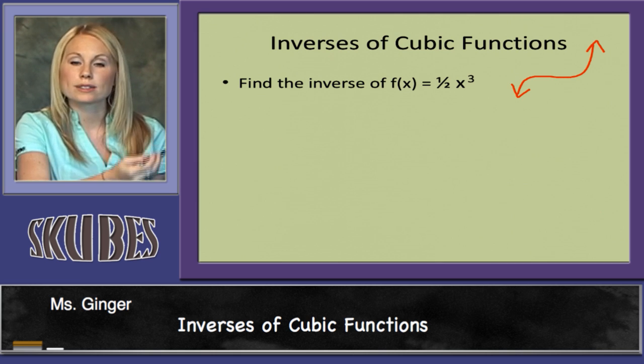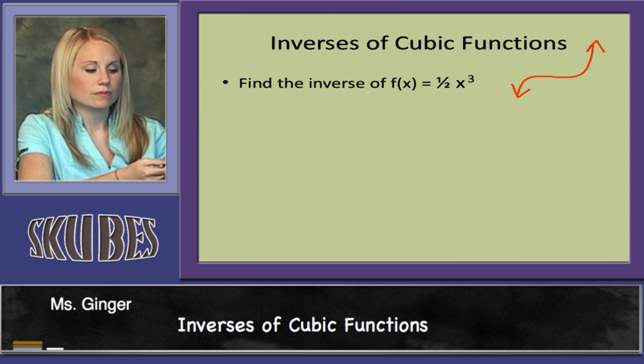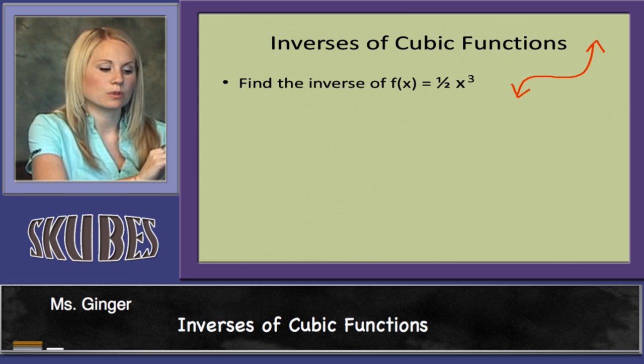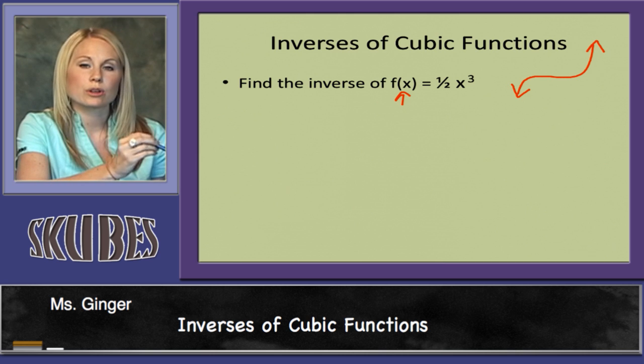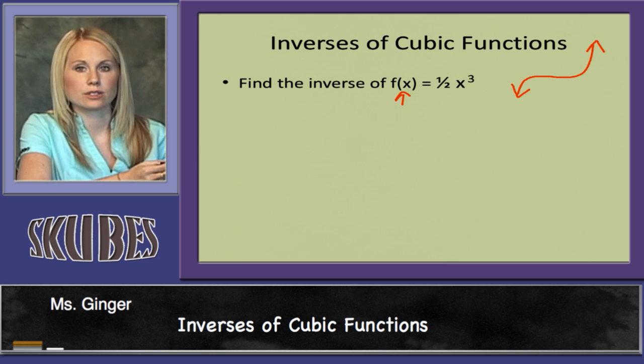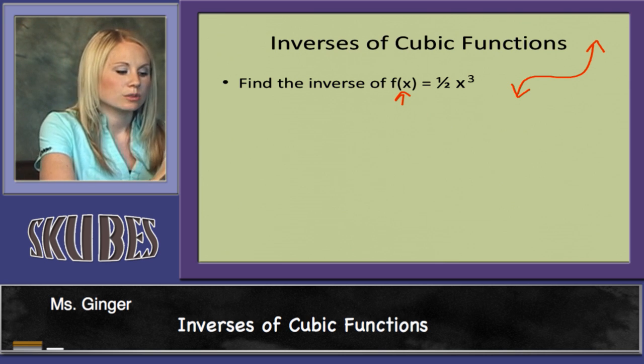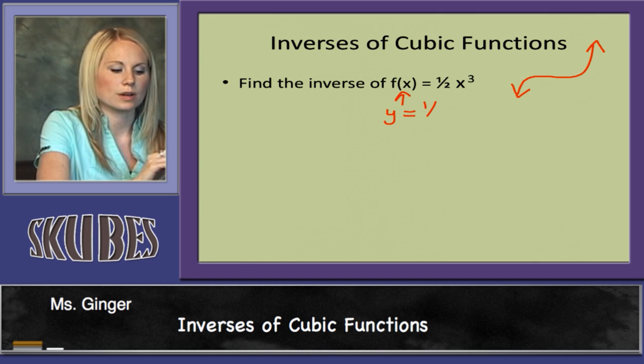Now if you recall the process for finding an inverse, that involves 3 steps. The first step is to replace f of x with y, and then we're going to switch x and y locations, and then we're going to solve for y. That will give us the inverse of what we see here. So step 1 is to replace f of x with y. So I really have y equals 1/2 x cubed.